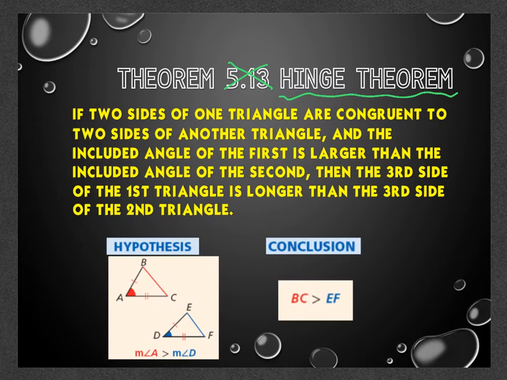So the hinge theorem says if 2 sides of one triangle are congruent to 2 sides of another triangle, and the included angle of the first is larger than the included angle of the second, then the third side of the first triangle is larger than the third side of the second triangle.